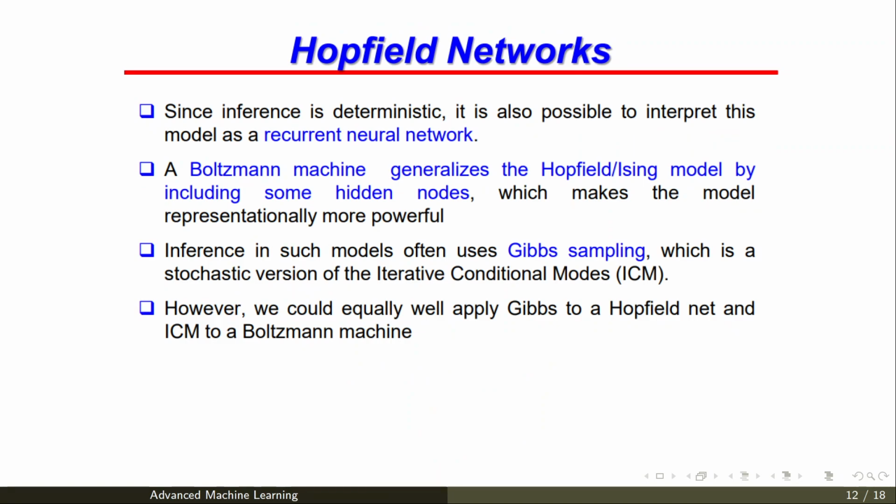You can see how Hopfield networks are very much related to recurrent neural networks, and Boltzmann machines are actually extensions of this Hopfield network by simply introducing hidden variables. In addition to the things we have seen here, you add hidden variables. Inference in such models often uses Gibbs sampling, which is a stochastic version of the iterative conditional modes, which we have seen just now.